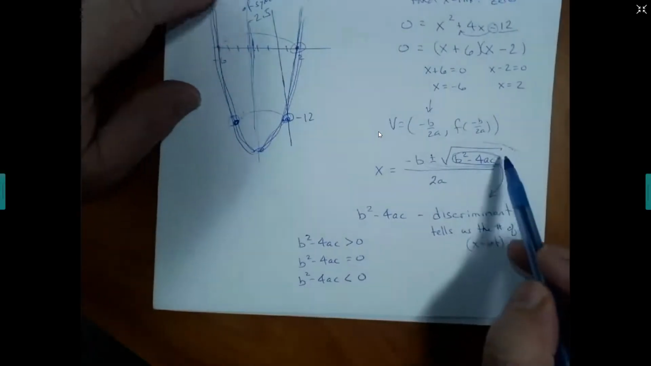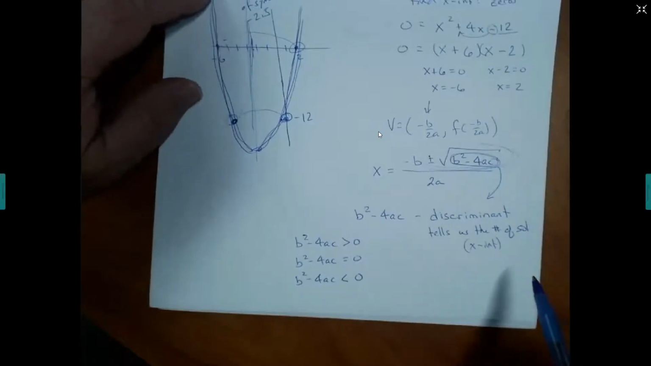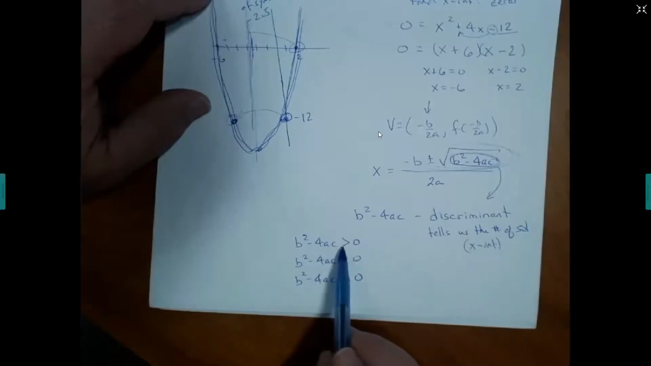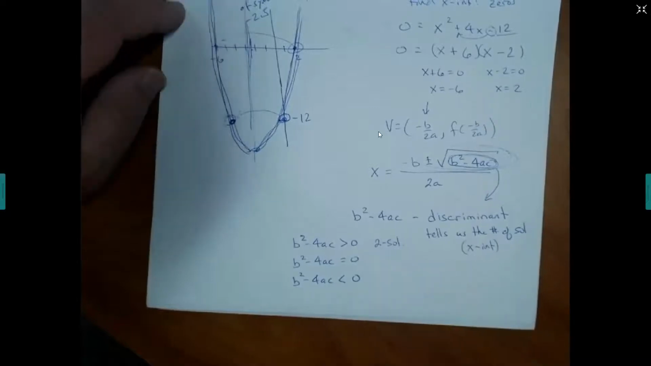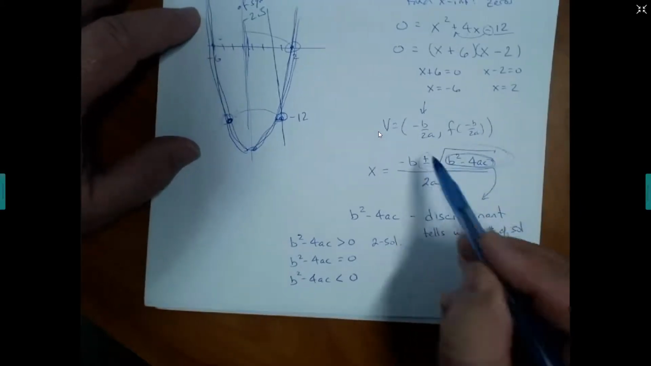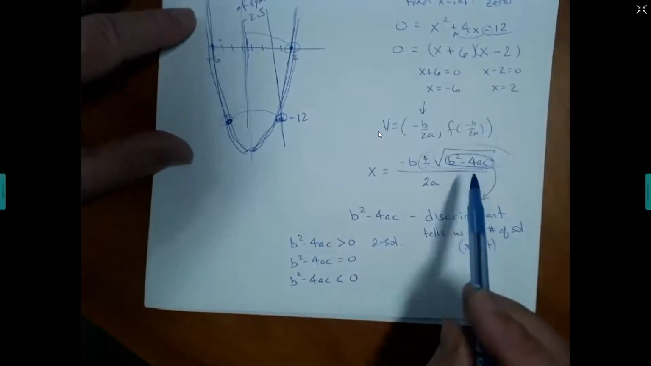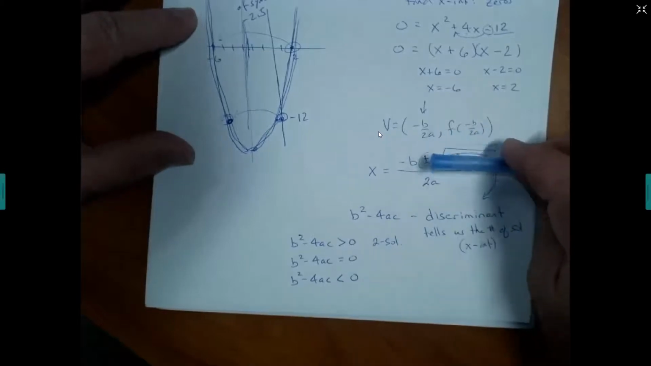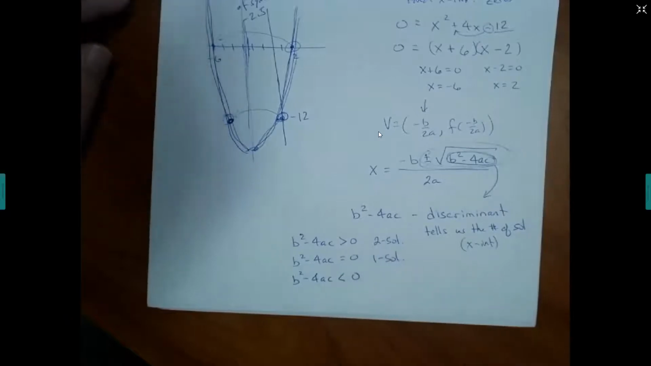Remember, this is what's inside the square root, the discriminant. If it's a positive number, then we're going to have 2 solutions, because we can take the square root of it and then do plus or minus, so we get 2 different answers. If the discriminant is 0, that part's gone, so all I have left is negative b over 2a. We're only going to have 1 solution. That tells us where the vertex is.